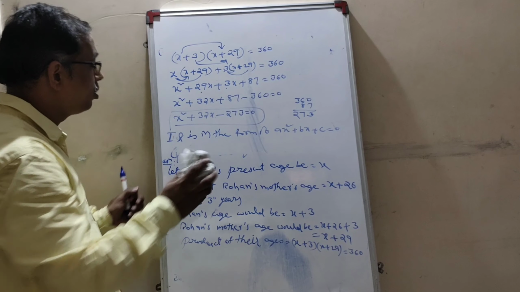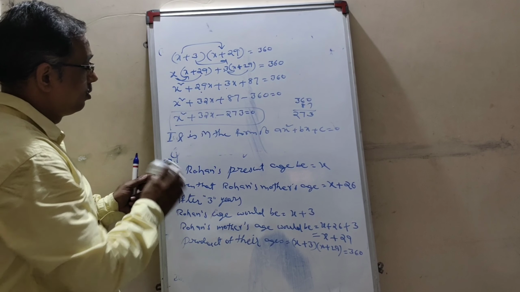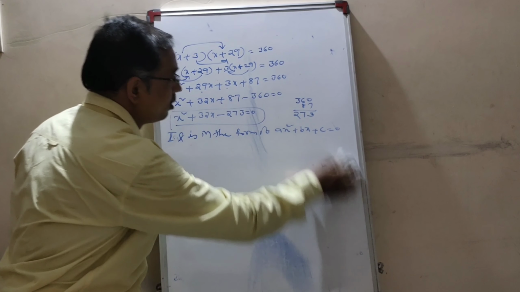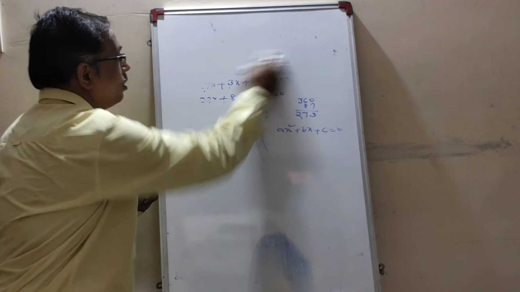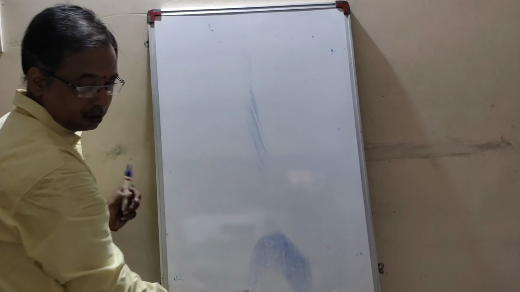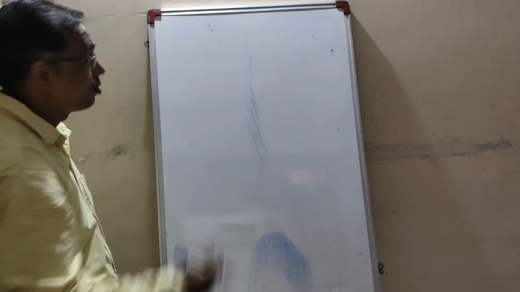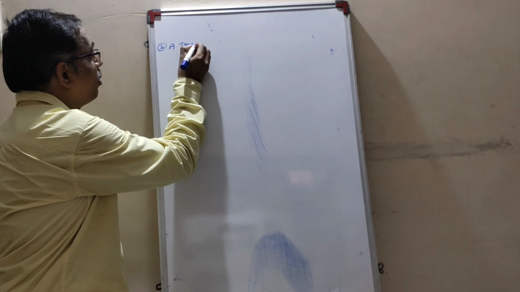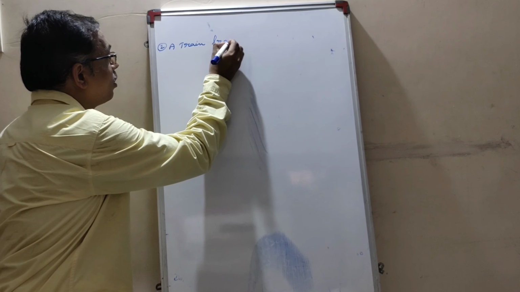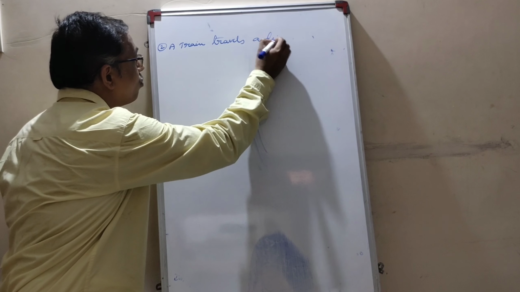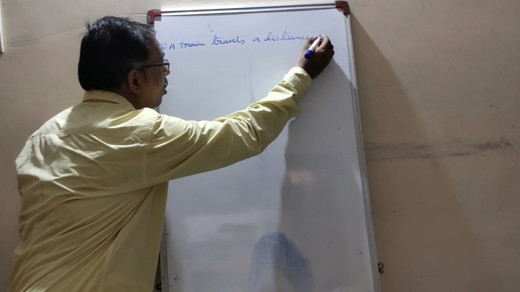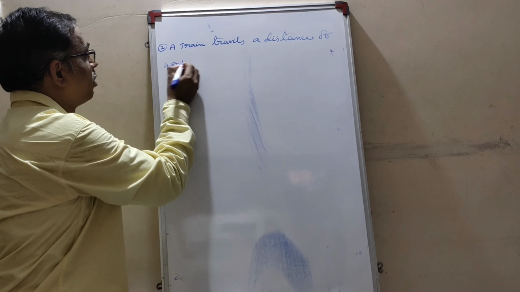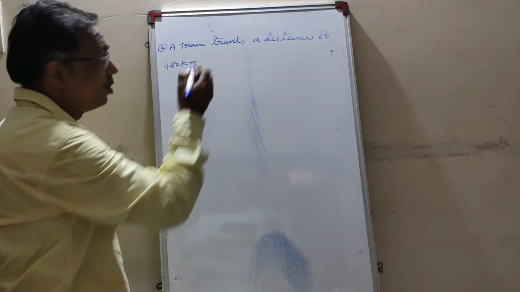Okay. Now one more important one. A train travels a distance of 480 kilometers at a uniform speed.